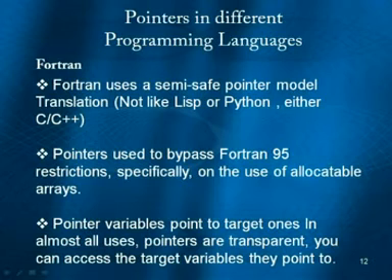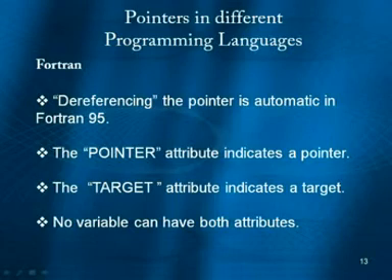Pointer variables point to target ones. In almost all uses, pointers are transparent. You can access the target variables they point to. In Fortran 95, dereferencing the pointer is done automatically.